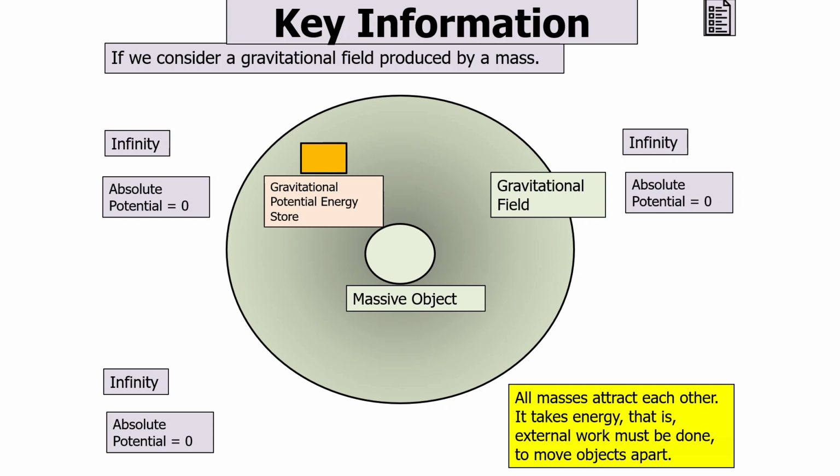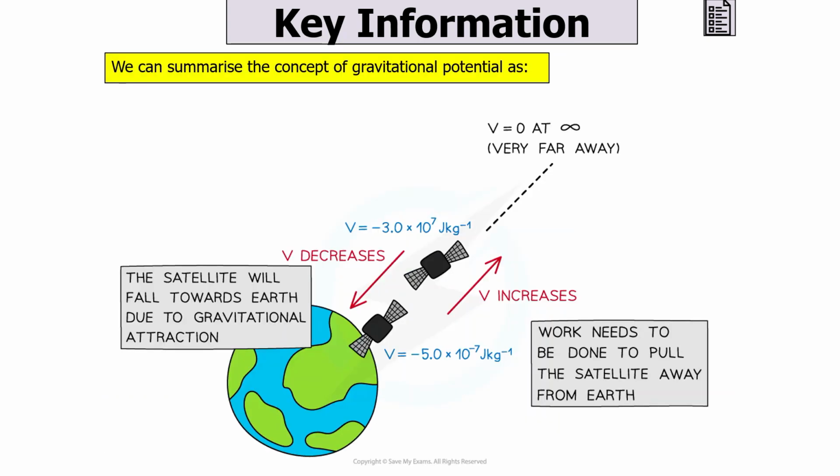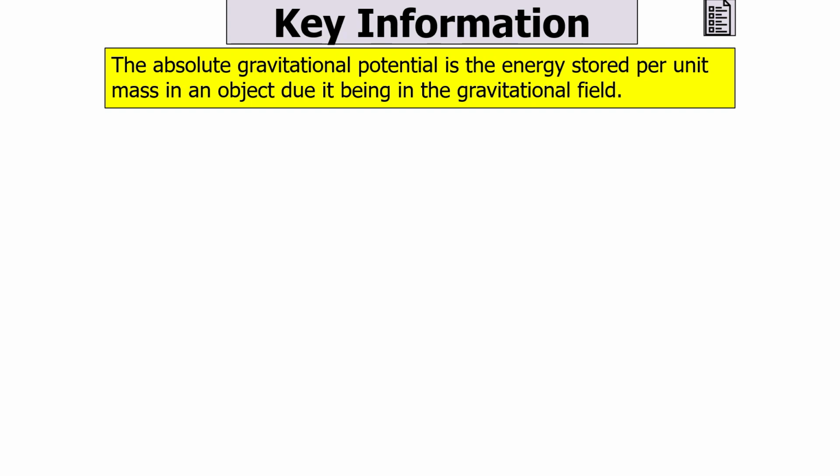Now, all masses attract each other, so it takes energy, that is, external work must be done, to move the objects apart. This means that all values of gravitational potential are negative. So we can summarise the concept of gravitational potential as the following: that when an object falls towards a massive object, it will be due to gravitational attraction. Now work would need to be done to pull the object away from that massive object.